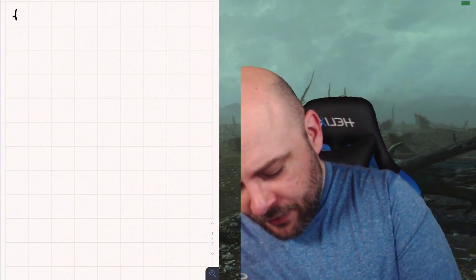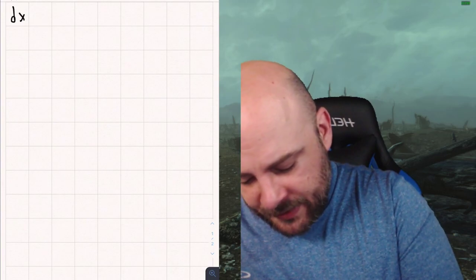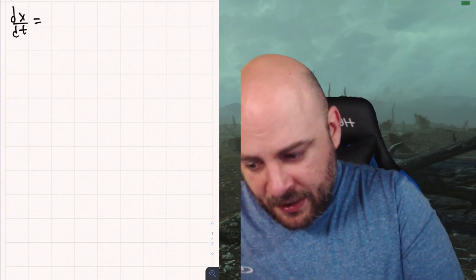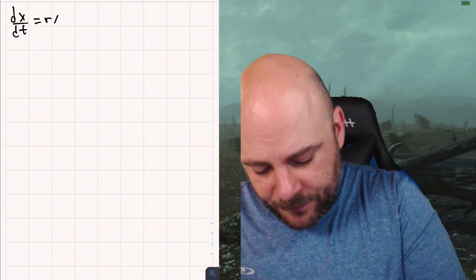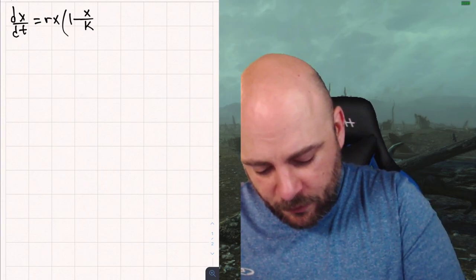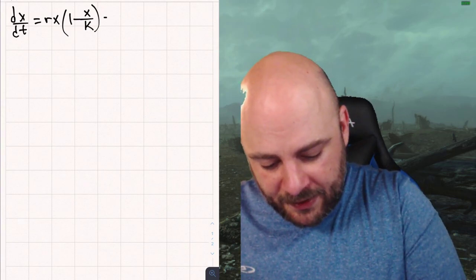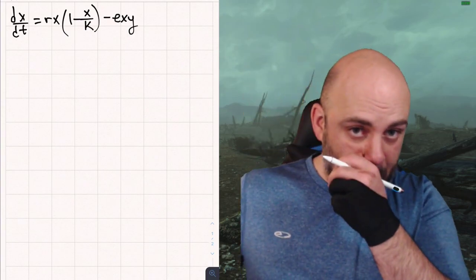Okay? I'm doing another ecological interaction. This one is a bit easier. The dX/dt, I want to say, grows logistically. So in the absence of the other species, it just goes hog wild up to K, and then it gets eaten by the other species.